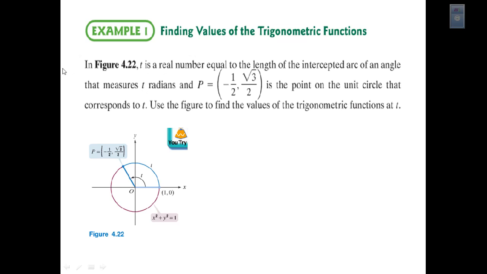Alright, so if t is a real number equal to the length of the intercepted arc in an angle that measures t radians, and our point at the end of that terminal side is the point -1/2, square root of 3 over 2, use the figure to find the values of the trigonometric functions at t. And we want to find all of them.